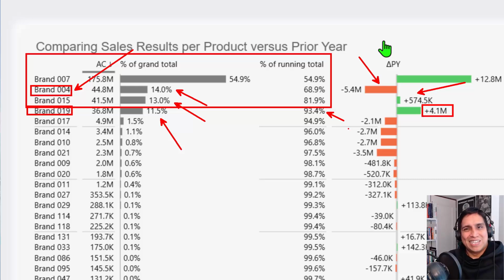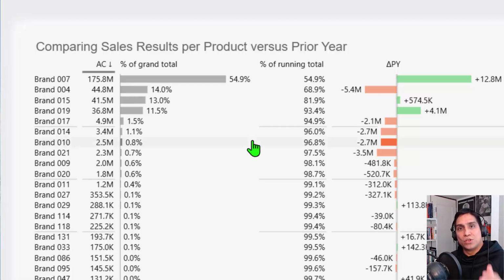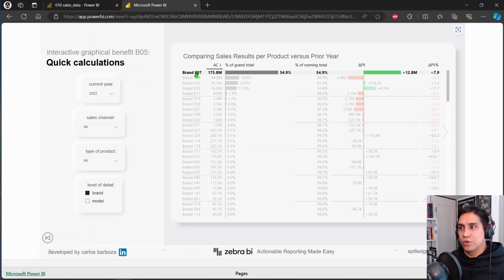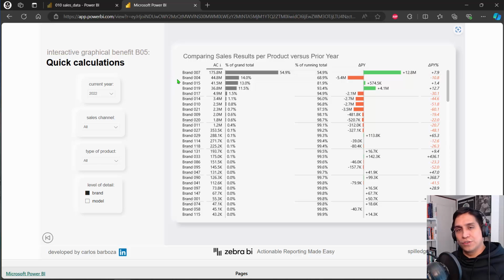But see, this is amazing: with just two clicks, I was able to put in two metrics that I would need DAX to include. Here I have them immediately, on the fly, on the instant. This is a very interactive graphical benefit that makes the Zebra BI visuals worth the money. I really believe so. So this is it for this one, and I'll see you in the next demo talking about the sixth benefit. Take care.